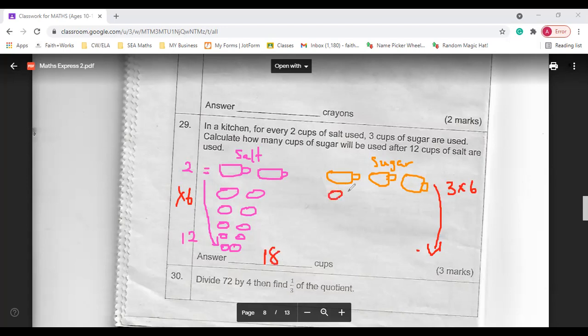Right? Or if you have time, you could draw out all the cups. 6 pairs of cups. Because they have to match, right? For every row of 2, you have a row of 3. So they have to keep matching. So the shortcut, figure out how many pairs, right? To go from 2 to 12, you have to multiply by 6. So therefore, you have to do it on the next side as well. 3 multiplied by 6 will give you 18 cups. All right, let's clear it out.